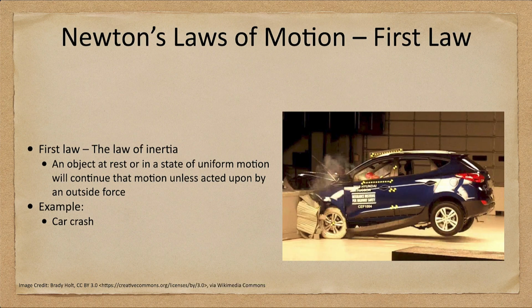So let's start off looking at his laws of motion, and he gave us three. His first law, sometimes called the law of inertia, states that an object at rest, or in a state of uniform motion, will continue that motion unless acted upon by an outside force. So if an object is sitting there, it's going to stay sitting there. If an object is moving in a straight line at a constant speed, it will continue doing that. It also means that any object that changes its motion, any object that accelerates, must have an outside force acting upon it.